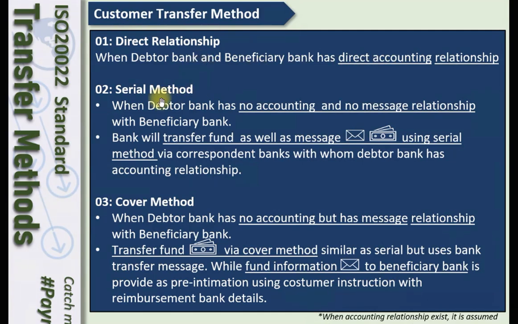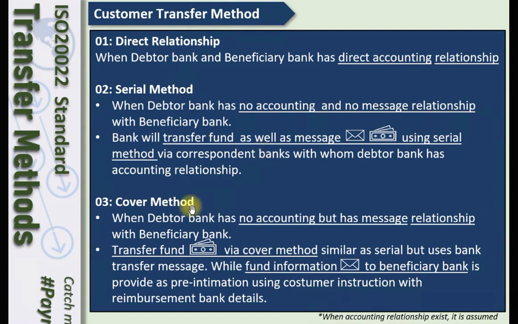Then there is the serial method, in which the debtor bank wants to send money to the beneficiary, but they do not have a direct accounting relation or a message relation. So basically an account of one bank with the other doesn't exist directly. So what they do is send both the message as well as the fund via another bank, which may be called a correspondent. So bank A will send to another bank, and maybe one more bank is required, and finally it will reach the last bank. And the message will flow in a sequential manner from one bank to another, to the next one and the final one. So that is the serial method.